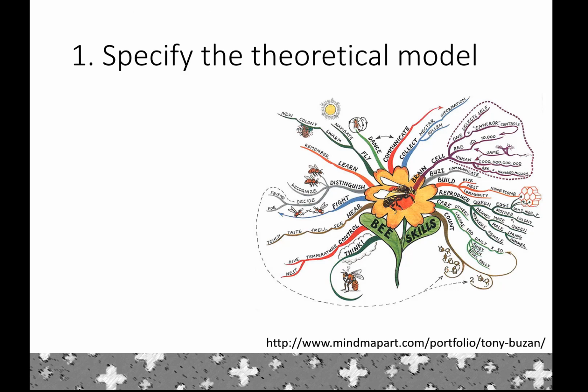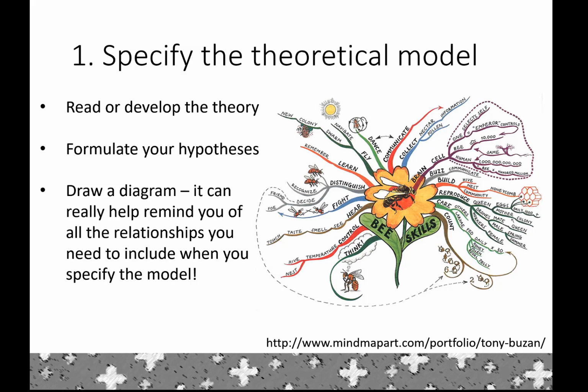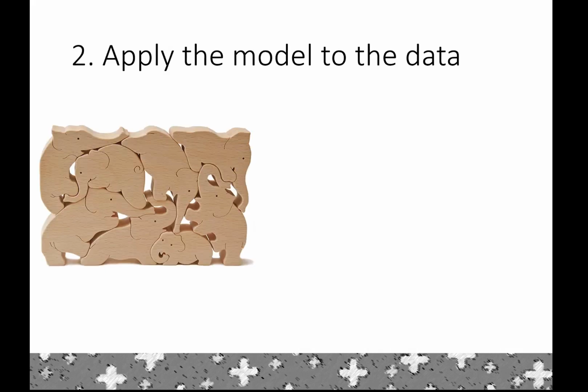In the first step, you have to specify the theoretical model. This means you have to either read the existing theory or develop a new theory. And then you have to formulate your hypotheses. It's always extremely helpful to draw a diagram. This can always help remind you of all of the relationships you will want to specify in the model.